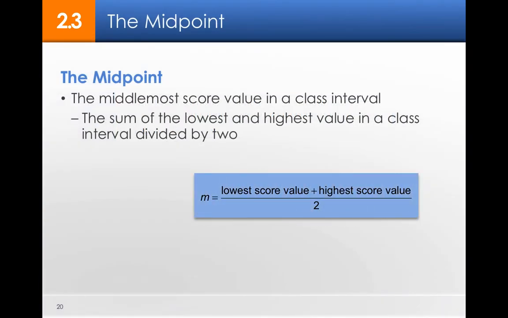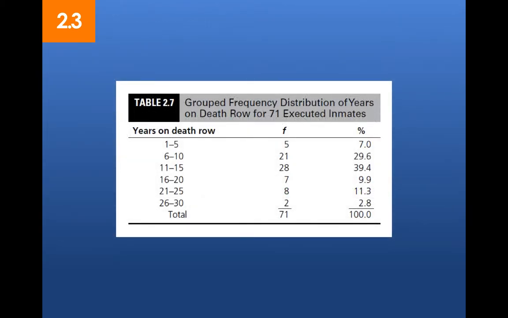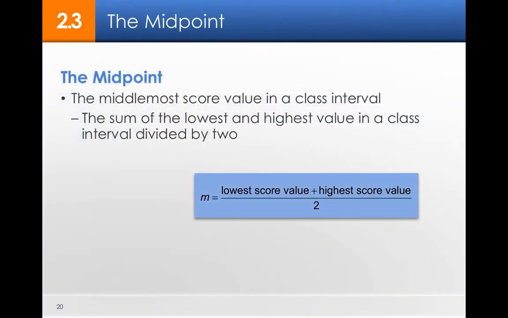Another thing we might look at is the middlemost score in a class interval. Here we've got this range of 1 to 5. What's the score that's in the exact middle? We call that the midpoint. So we take the lowest score and the highest score, add them together, and divide by 2, and that's your midpoint. You probably remember that from high school math.